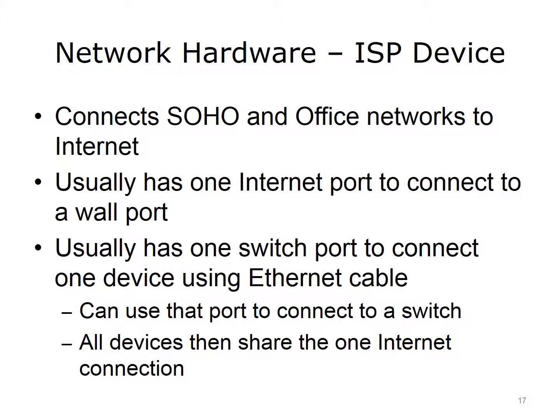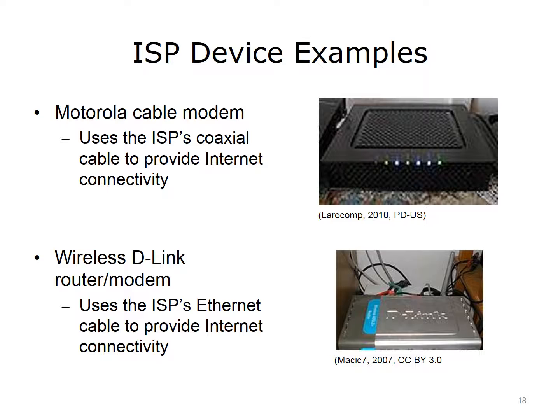There is no need to purchase or lease a more expensive device from an ISP to connect other devices to the network. In this case, all the devices share the one internet connection, which is fine. Now, we will examine some ISP devices. The top right image shows a Motorola cable modem router. This router uses the ISP's coaxial cable to provide internet connectivity. The bottom right image is a wireless D-Link router modem, typically used as a residential DSL gateway. This router uses the ISP's Ethernet cable to provide internet connectivity.